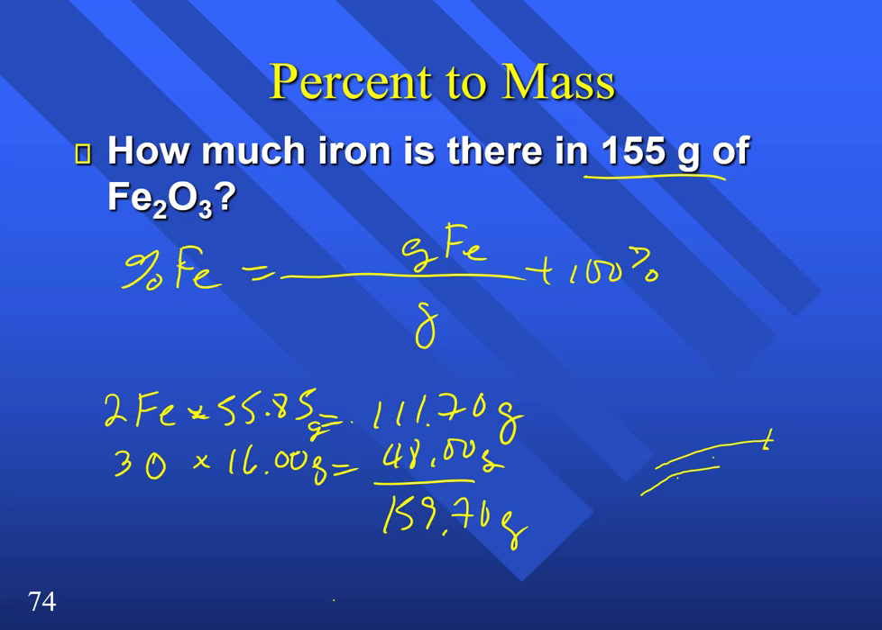So the grams of iron was 111.70 grams. The total grams 159.70. So 111.7 divided by 159.7 times 100 gets me 69.94% iron.